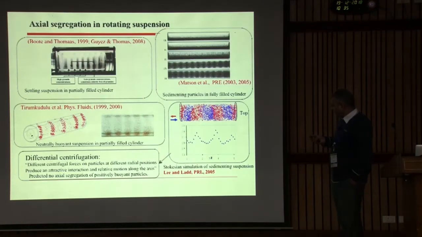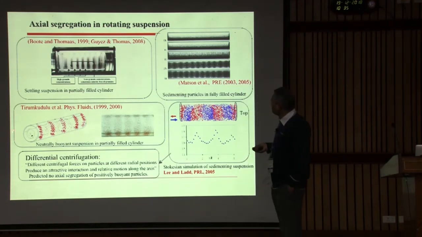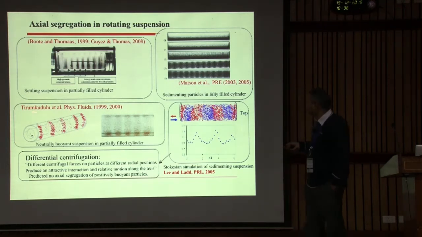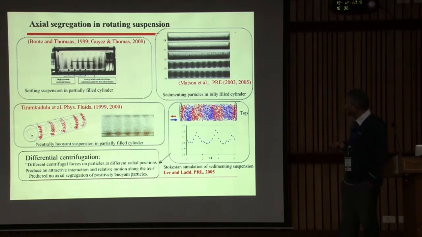Now, coming to the problem of segregation in rotating suspension. If you have a suspension of settling particles in a cylinder and you rotate at very high speed, you can see bands of particles separated by clear fluid. This was observed by Bute Thomas, later by Gues Thomas. It was also observed at low Reynolds number, where you have a very small particle Reynolds number. Then also, if you have a partially filled cylinder, you also have this axial band formation observed by Thirim-Kudlow et al., in either drum flow or in cylindrical cuvette flow.